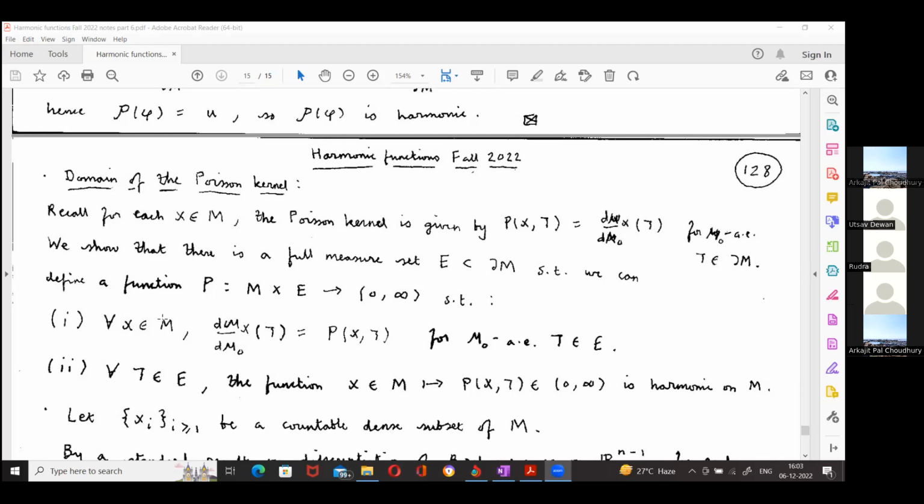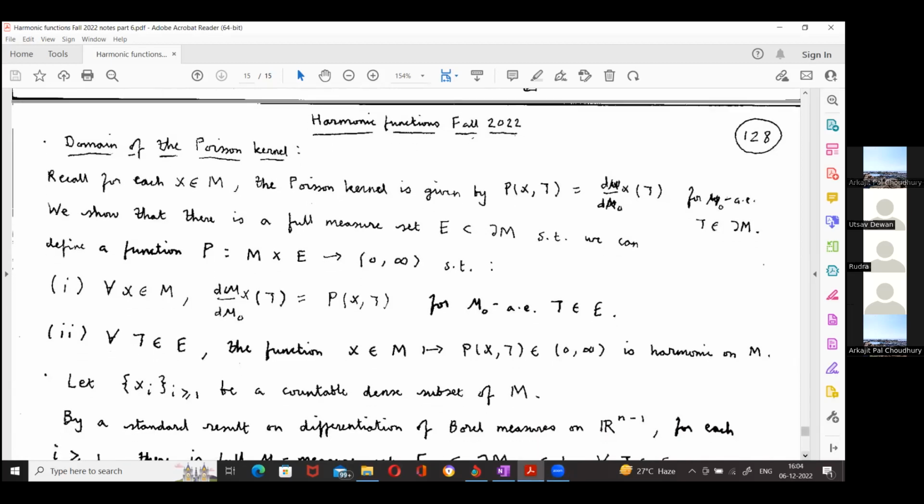And moreover, for every xi in this set E, I have a function of x, defined for all x. So this function, x goes to p of x, xi, is harmonic on M, right? So this is what I want to do. So let's just do this.